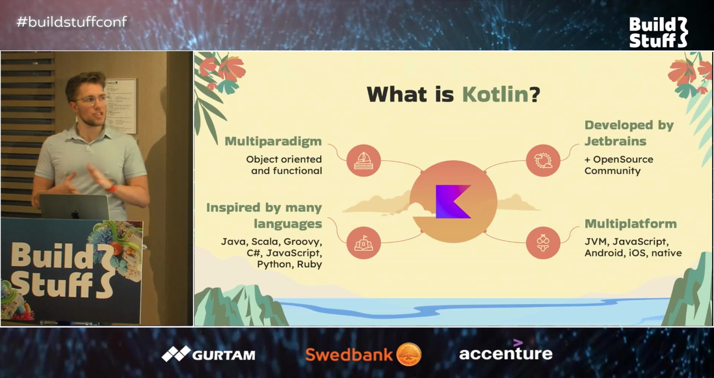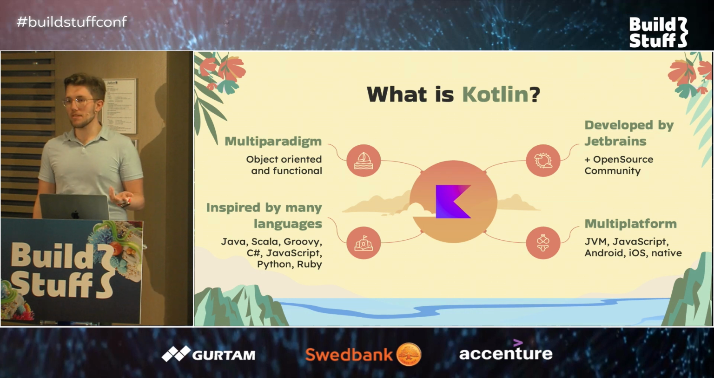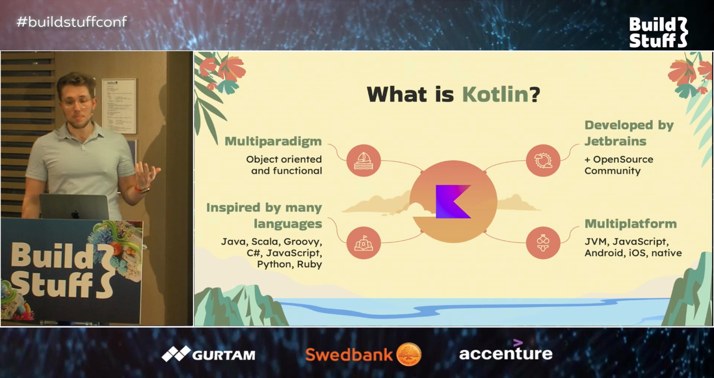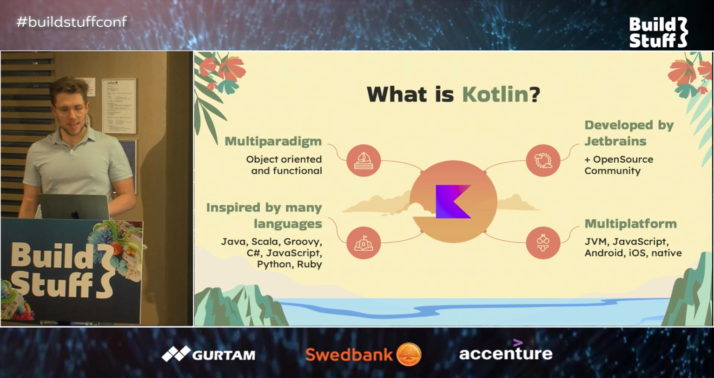So, a short introduction about what Kotlin really is. Kotlin is first a multi-paradigm language. What this means is you can program in object-oriented ways, but also in functional ways. And it's developed by JetBrains and also by the open source community, so you can go to GitHub and also contribute there. And it's inspired by many other languages.